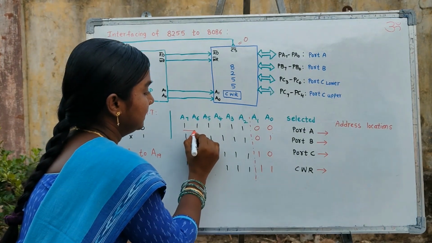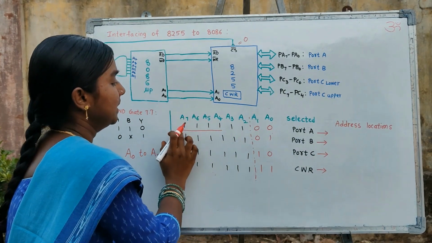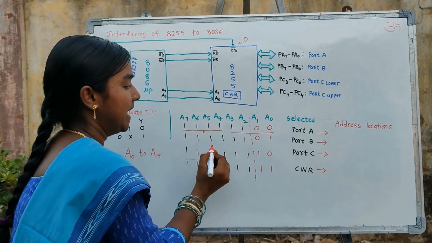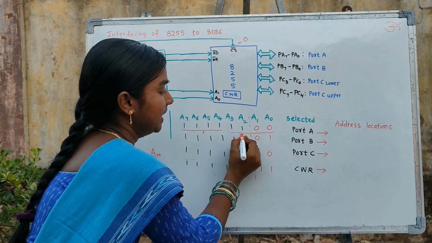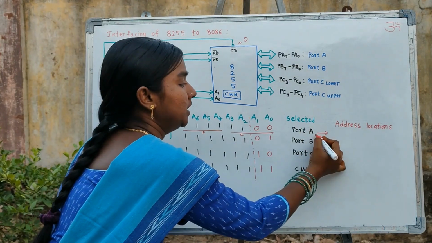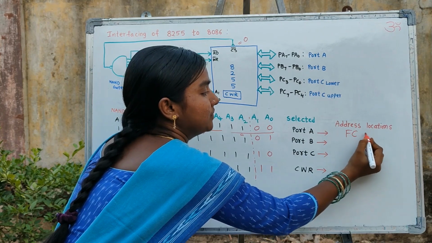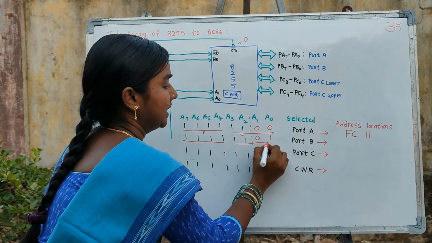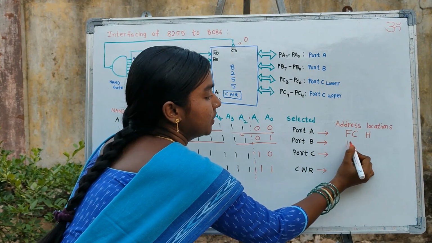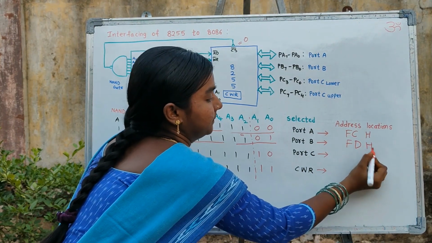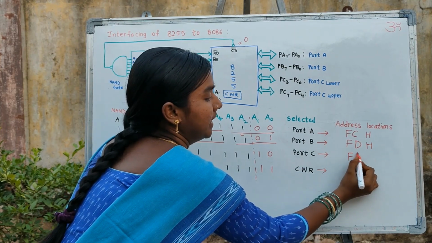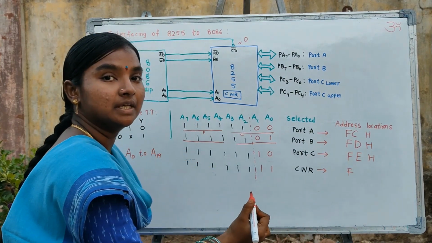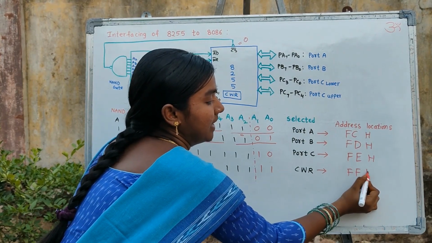We already considered the address lines A2 to A7 as all ones, so by considering these 4 bits we get the hexadecimal digit F. By considering these 4 bits we get the hexadecimal digit C. So the port A address location is going to be FCH, by considering these 4 bits, the port B address location is going to be FDH, the port C address location is going to be FEH, and the control word register address location is going to be FFH.